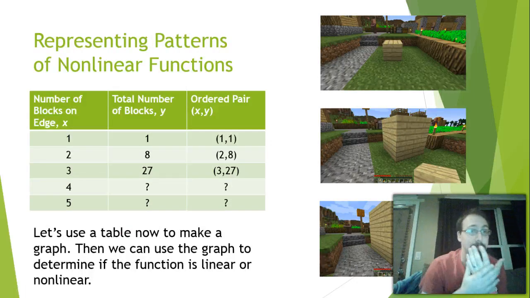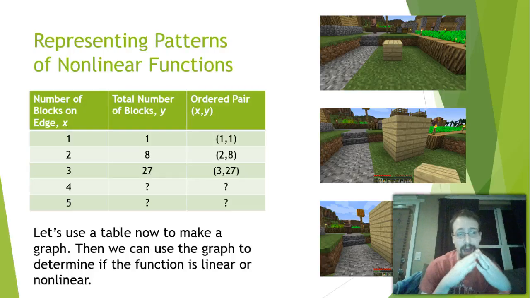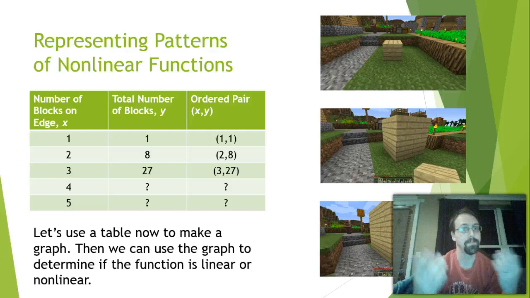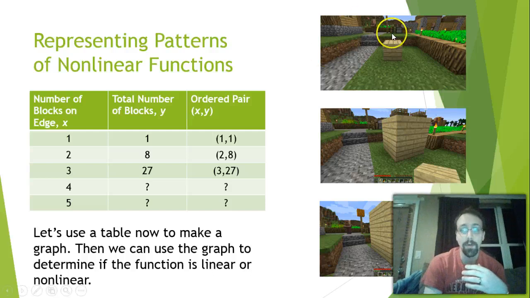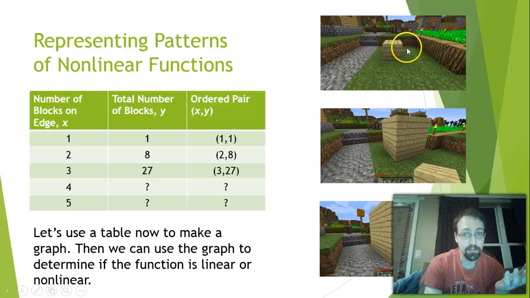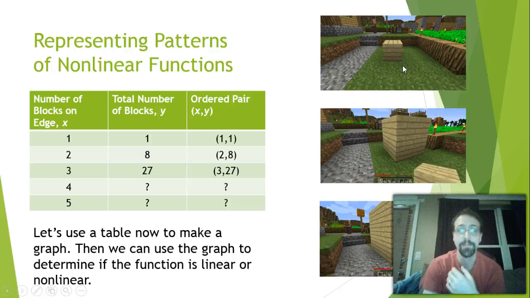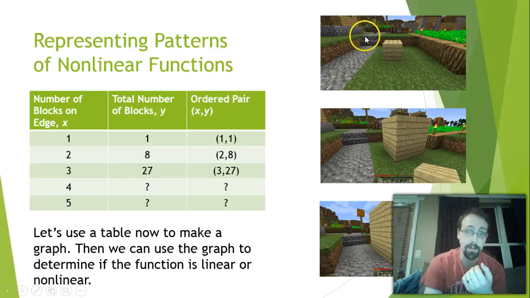We can also represent patterns of nonlinear functions. So here's an example. The example that they give in the book, number of edges on the block. So edges is like how many blocks there are in the line. For the first one, if there is one block in the line, then the total number of blocks there is 1. So I make that as an ordered pair, 1, comma 1. I was able to locate a picture of this. It took me a long time to create this in Minecraft. Actually, it took me a long time to get the screenshots because I couldn't find them. However, there's an example right there.